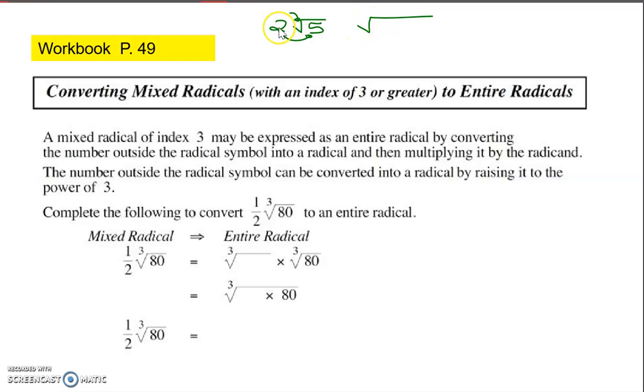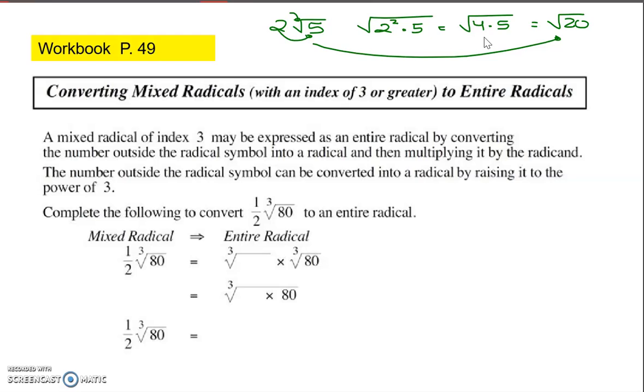What happens is that this number outside, the coefficient, when it comes back inside, gets squared, because it must have been a perfect square root for it to go out. So when you bring it back inside, it becomes squared. And the 5 was already there, so it stays as it is. In that example, this became 4 times 5, which then becomes 20. So our mixed radical, 2 root 5, ends up becoming an entire radical, root 20.